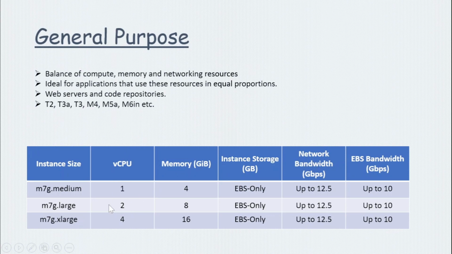And here you can see, I would say, a 1:4 ratio for vCPU and memory in this table, but this can vary a little bit if we see other instance types under general purpose.